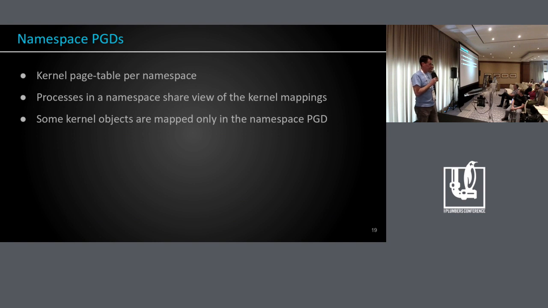And the next generation of our attempts to do this is to create a namespace local memory and to have a PGD per namespace so that it will have different mappings than the init MM PGD. And whenever a process belongs to these namespaces, it will have the namespace specific view of the kernel mappings. There will be kernel objects that are mapped exclusively in the page tables of that namespace.